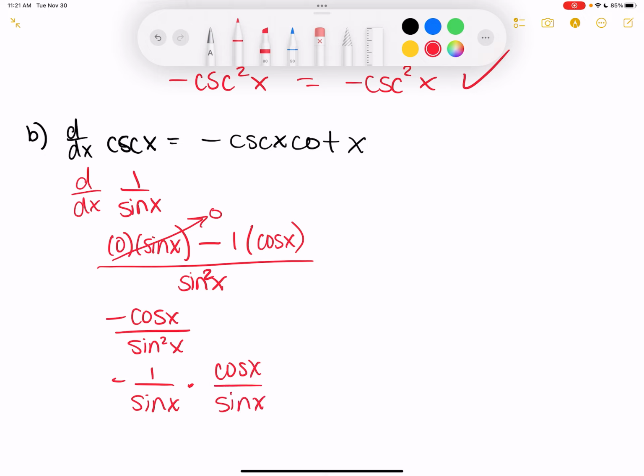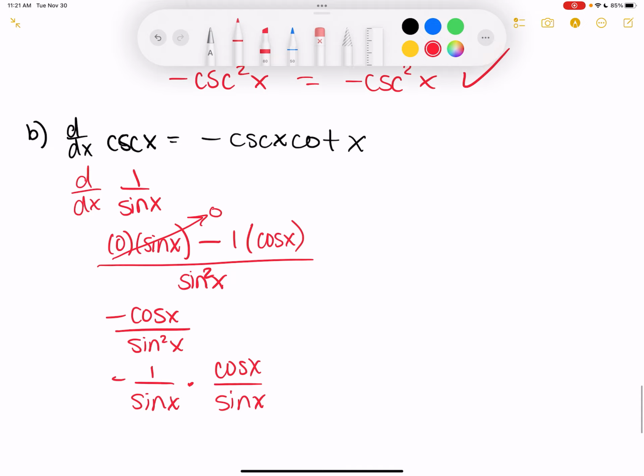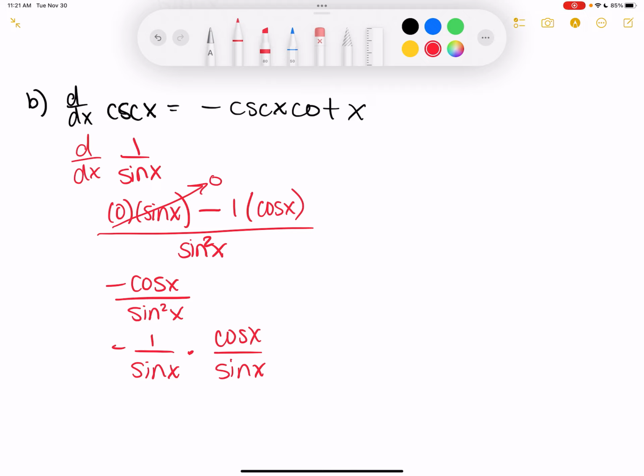Okay, and I chose to write it in this order because I know what I'm trying to get to. So then this is going to give me negative cosecant of x times cotangent of x. And so that's equal to what it asked me for. So we've proven that one to be true.